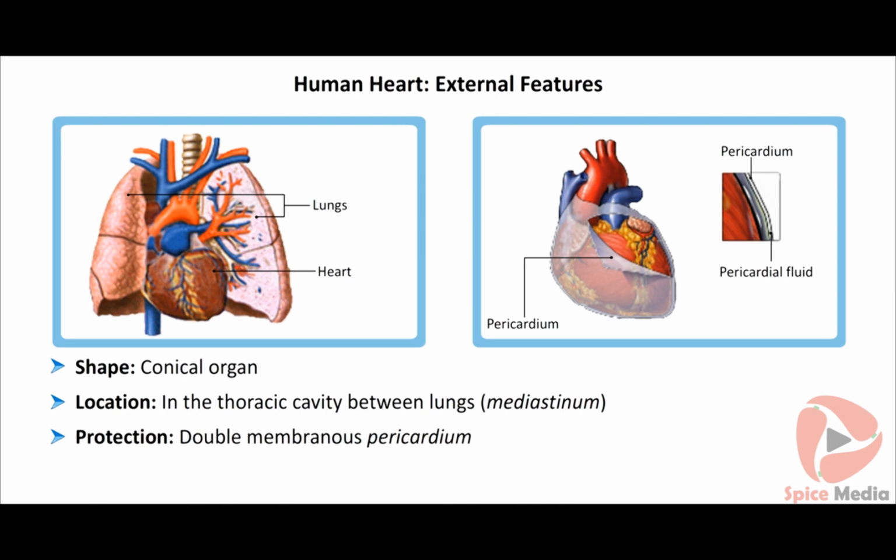Heart is a conical muscular organ involved in pumping of blood. It is present in the thoracic cavity between lungs and mediastinum. It is protected by a double membranous structure called pericardium. The space between two membranes of pericardium is filled with pericardial fluid, which protects the heart from external jerk. Click the animation button and visualize the external structure of human heart.